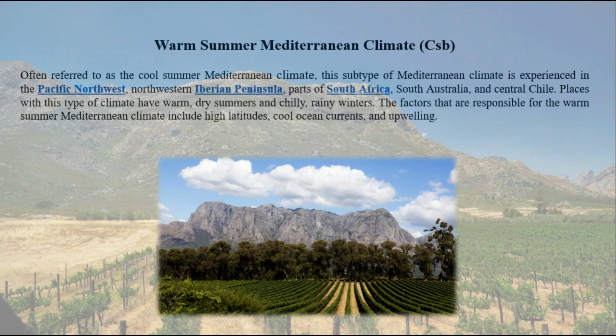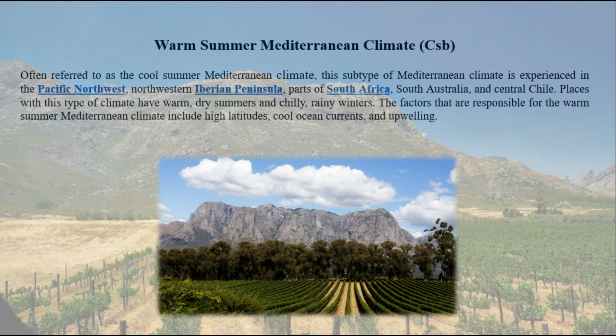Warm summer Mediterranean climate, CSB. Often referred to as the cool summer Mediterranean climate, this subtype of Mediterranean climate is experienced in the Pacific Northwest, northwestern Iberian Peninsula, parts of South Africa, South Australia, and central Chile.